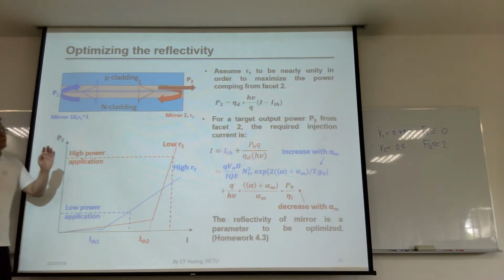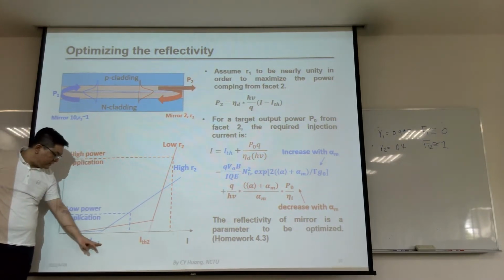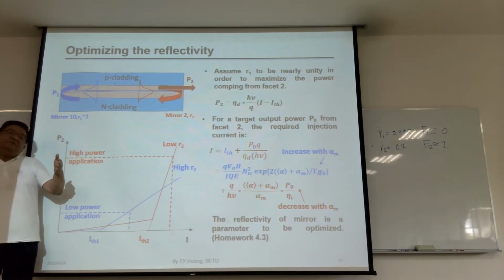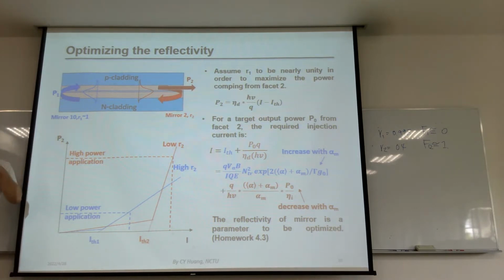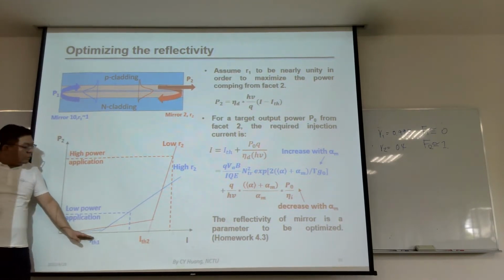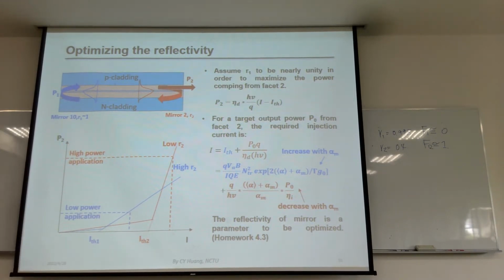However, if your reflectivity is pretty high, almost 1, then surely your threshold current density will be much smaller. But since all the photons are confined within your cavity, only a small portion of them will be measured by you. So the differential efficiency will be lower than the one with a low reflectivity.